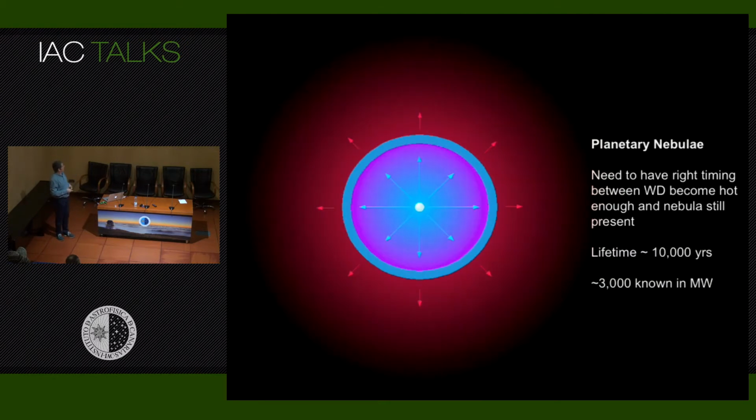In order to have that, you need to have the very right timing between the fact that the white dwarf is visible and hot enough to ionize, and that there is still material present from the AGB star around the star. That's why the lifetime of planetary nebulae is thought to be between 1,000 and 10,000 years, a very short time limit. That's why planetary nebulae are in fact rather rare. Even so, of course, they are rather beautiful and wonderful to watch, and we know about 3,000 of them in the Milky Way.